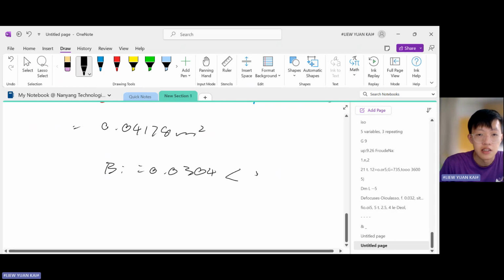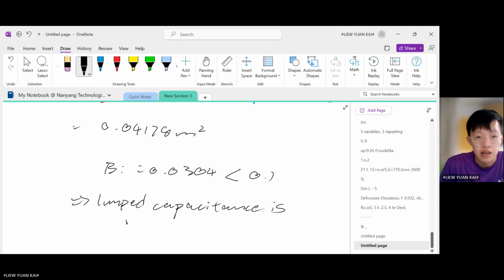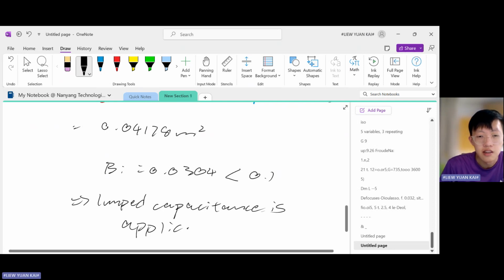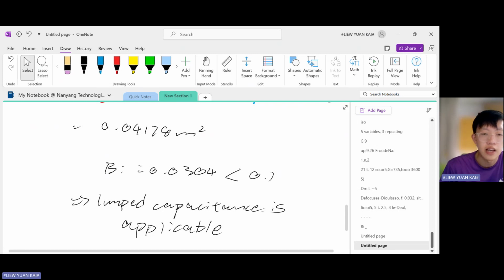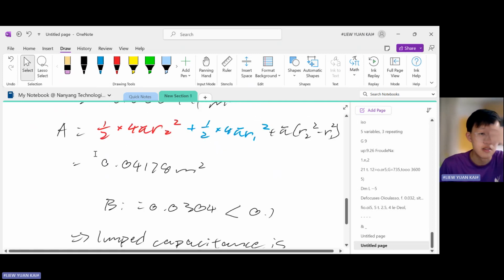So the question is, is the Biot number less than 0.1? Yes, this number is less than 0.1, meaning to say that lumped capacitance or lumped system analysis is applicable. Meaning to say the formulas that you use will be reasonably accurate. So let's use the formulas.